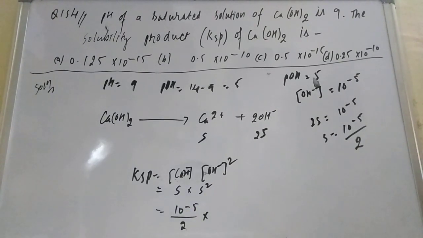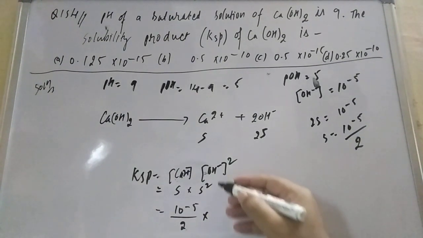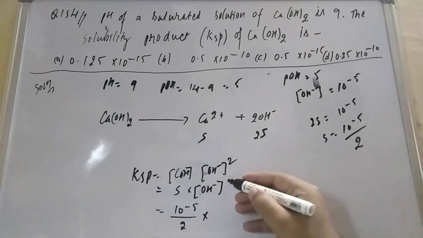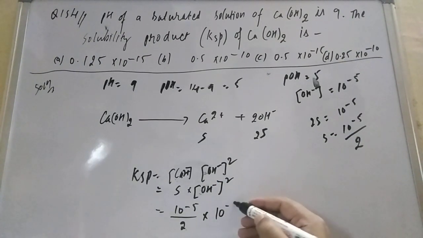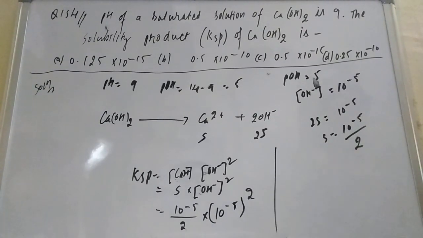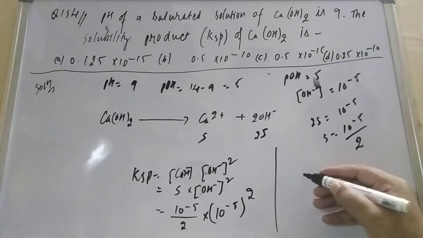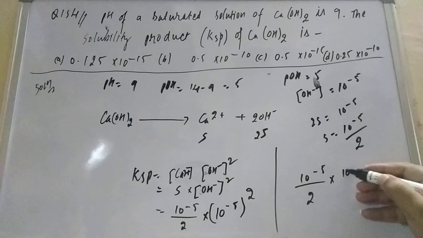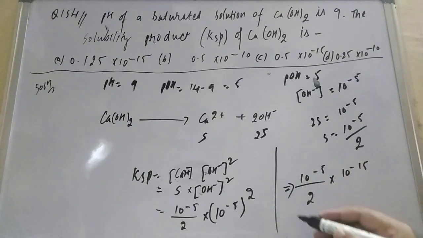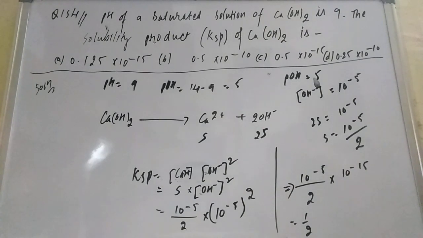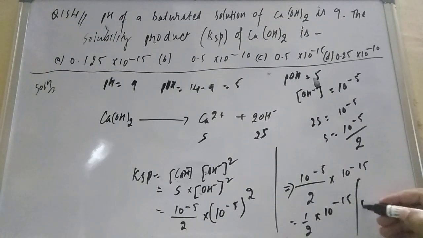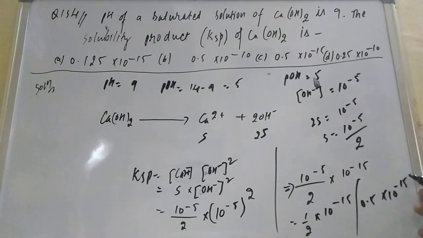This is multiplied by the OH concentration, how much? 10 power minus 5. Here you can write OH⁻, okay, squared. So the OH concentration is 10 power minus 5, squared. Okay, so what will be the value that comes? 10 power minus 5 by 2 multiplied by 10 power minus 10, and the powers get added, so it comes 1 by 2 multiplied by 10 power minus 15. So 1 by 2 means 0.5 into 10 power minus 15 will be our option.